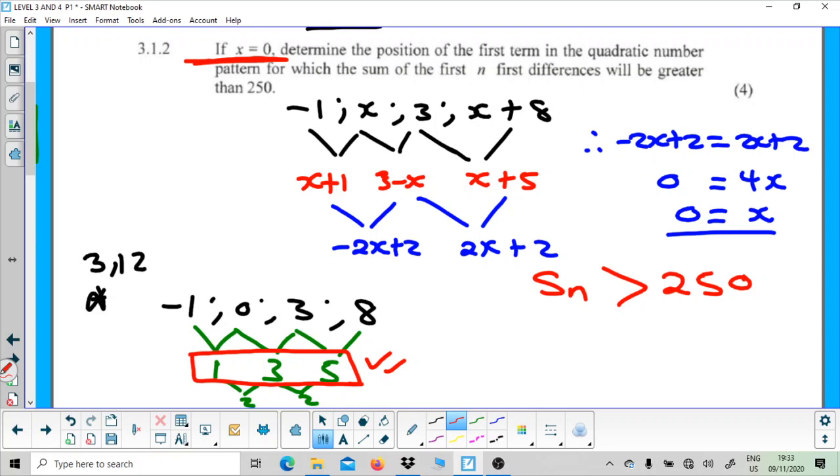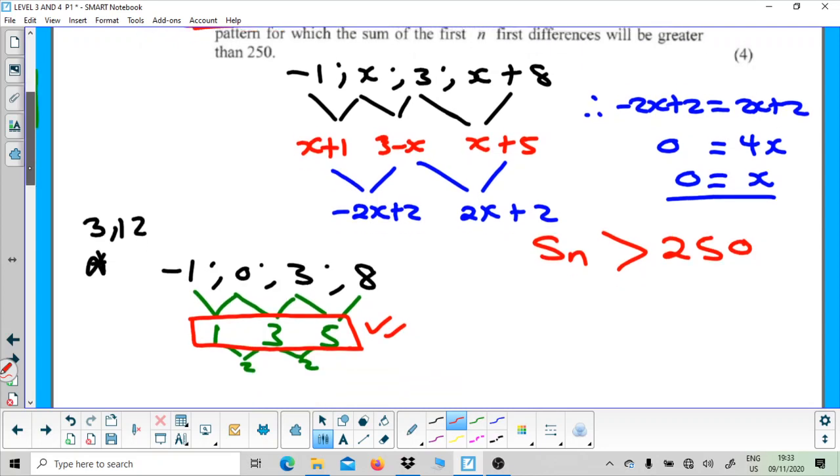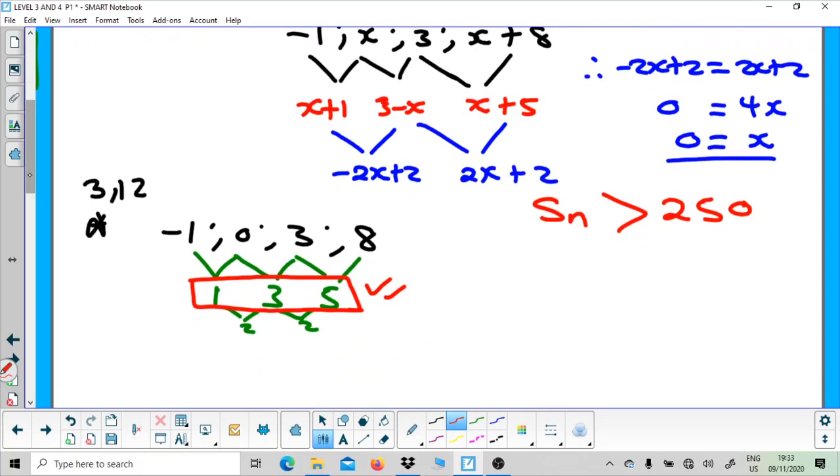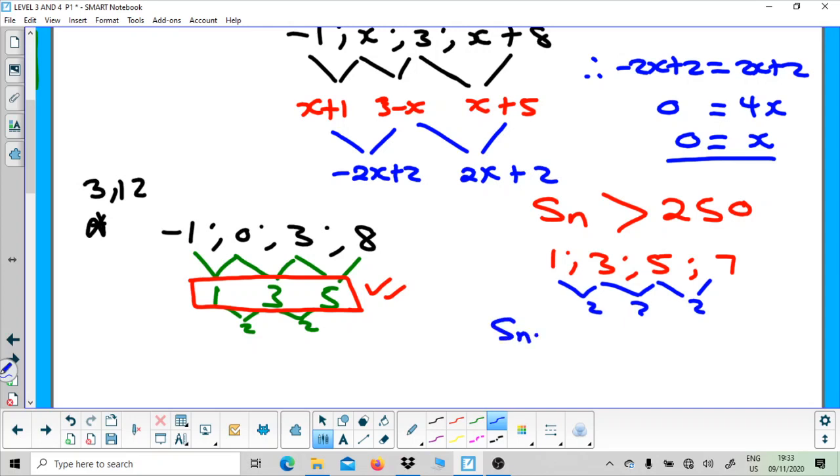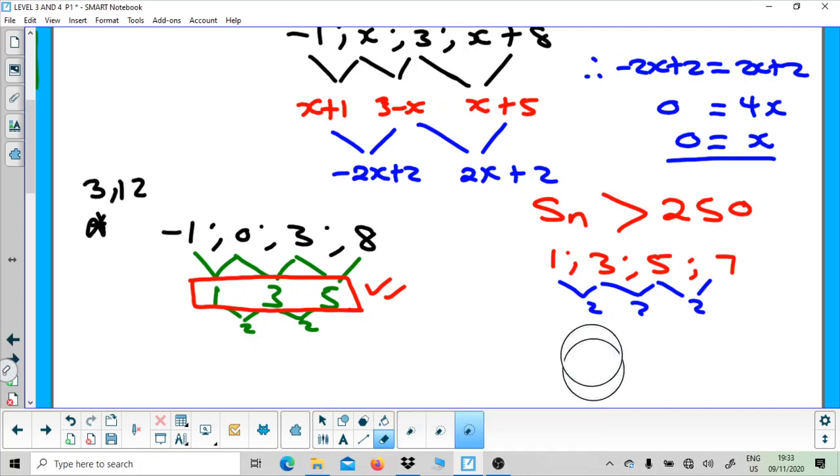I think we did a question like this a few lessons ago. So if this is an arithmetic progression, this is the one we are talking about: 1, 3, 5. Carrying on, the next one is 7. What is our common difference here? 2. So we want Sn to be greater than 250. Sn is n over 2. Do I really have to remind you the formula? Let's just substitute.